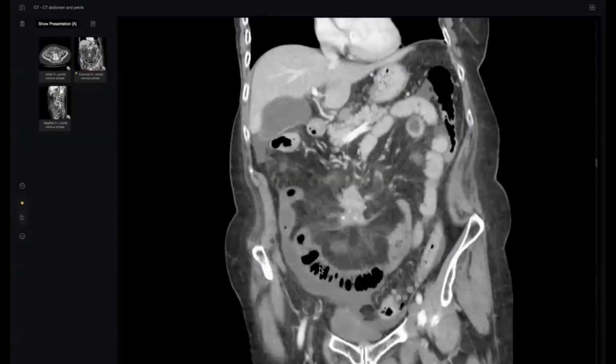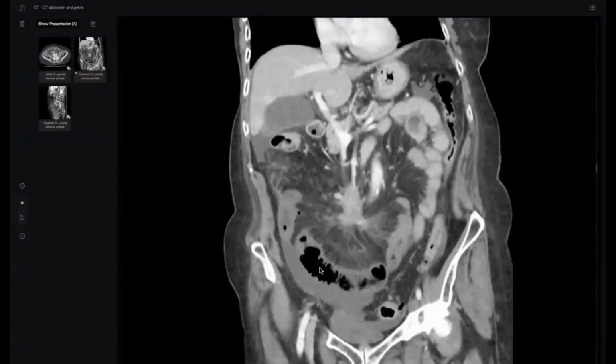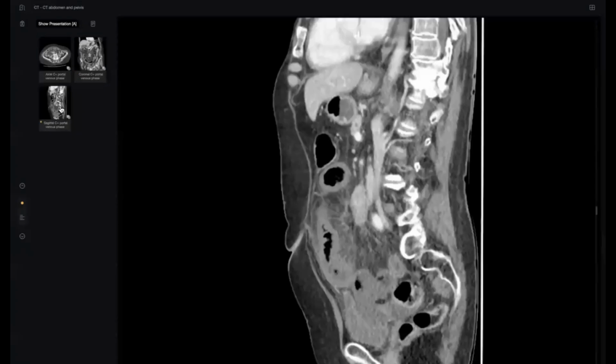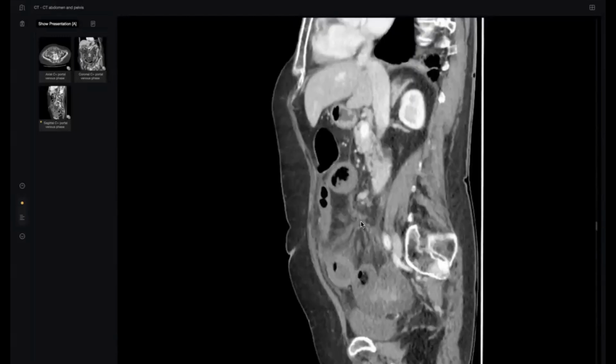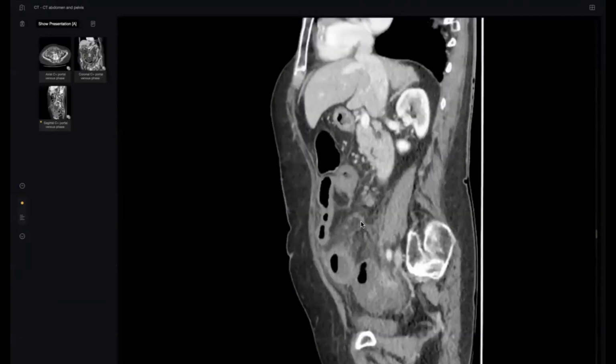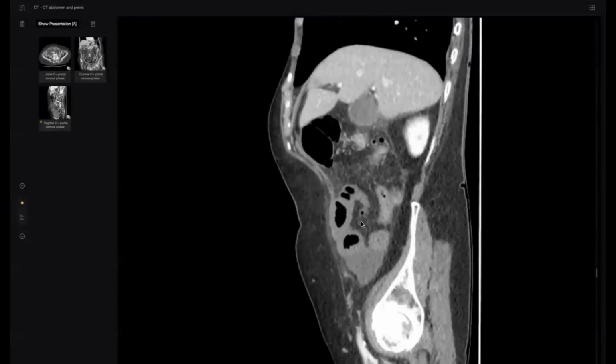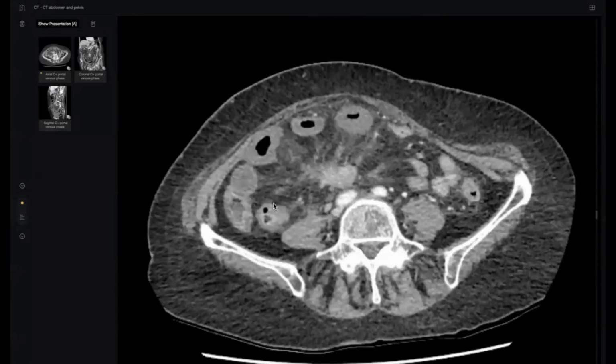Did you confirm this or not? I think on the coronal sequence, the mesenteric vessels are not enhancing well. No, it is enhancing, see. But beyond this mass, the vessels don't seem to be enhancing. What happened? This is the superior mesenteric artery. This mass is causing compression of the superior mesenteric artery and its branches, resulting in bowel ischemia. Give me your diagnosis.